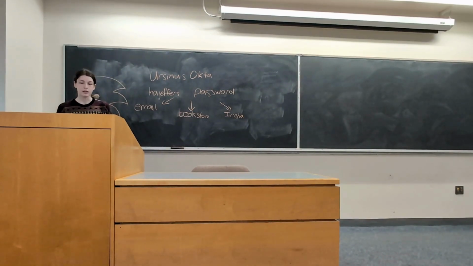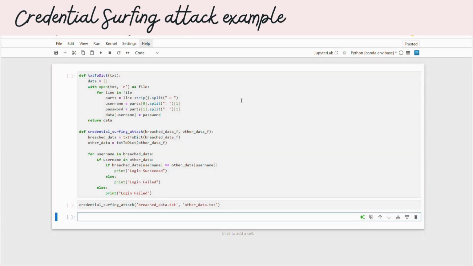Have a unique password, have a unique username, so that if something did get breached, like Ursinus' Okta account, then the attacker can't use that to try to log into your email or into the bookstore or into your Instagram or any other login. And also, as an added security measure, two-factor authentication adds a higher level of security. As we can see here, I have some code to demo what credential stuffing or credential surfing is going to look like.